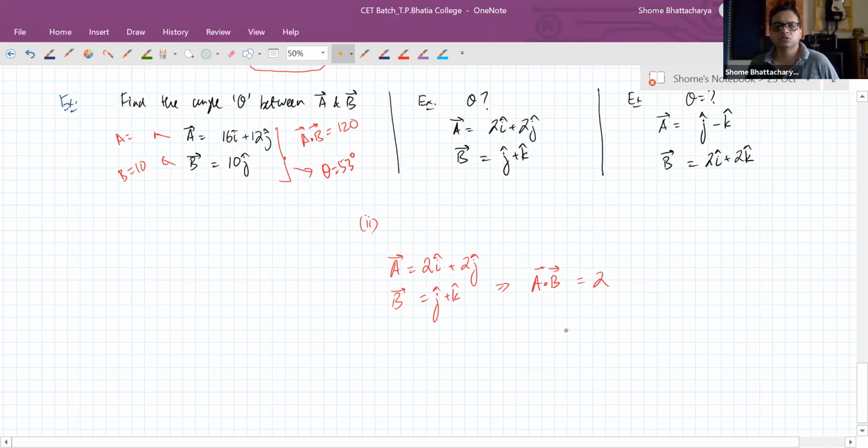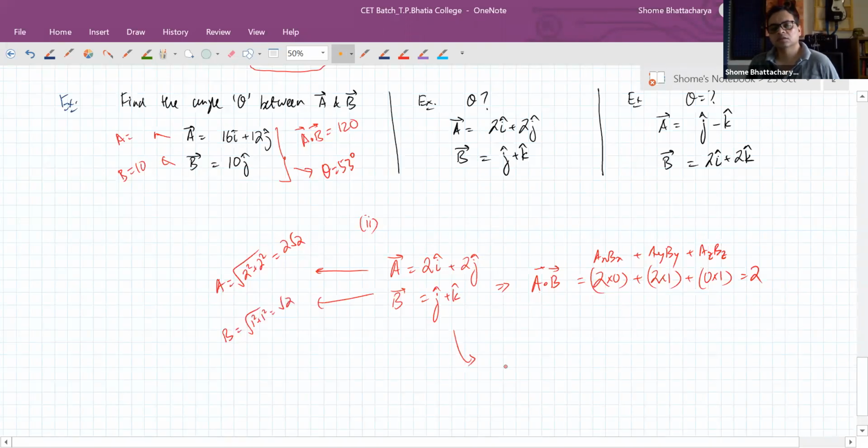Okay, A dot B is 2 because it is, see, 2 into 0 plus 2 into 1 plus 0 into 1. Ax bx plus ay by plus az bz. So that's how much? That's 2. Whereas magnitude of A, you can see, is 2 root 2 or square root of 8. Magnitude of B, you can see, is root 2.